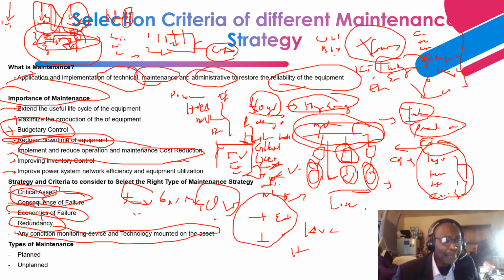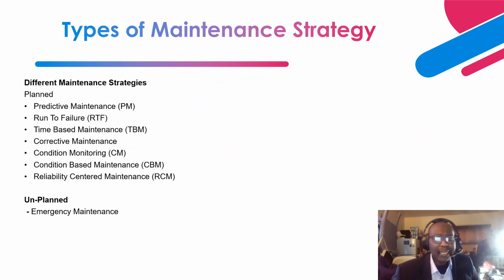Okay. Now let's talk about the types of maintenance that we have. We have planned maintenance and unplanned maintenance, right? Under planned maintenance, it is categorized into different maintenance strategies. Unplanned maintenance is also broken down into different maintenance strategies. Now let's take a deep dive into the different maintenance strategies that we can have under planned maintenance, right?